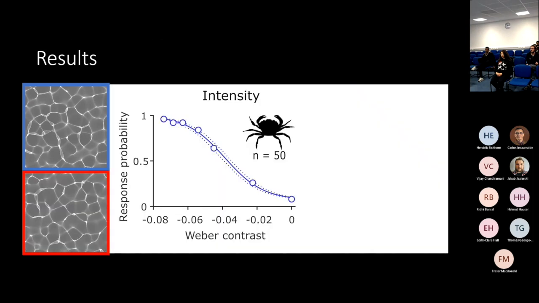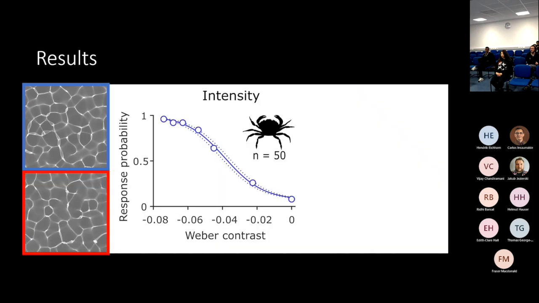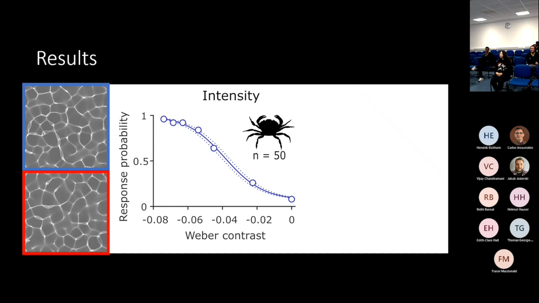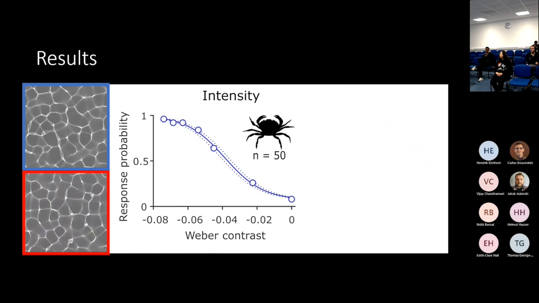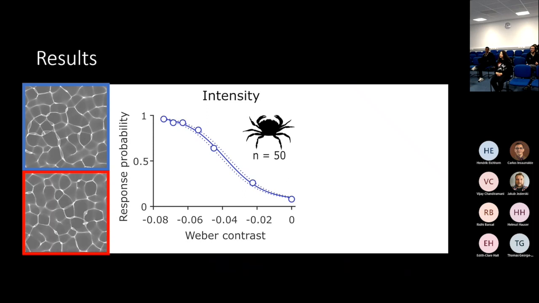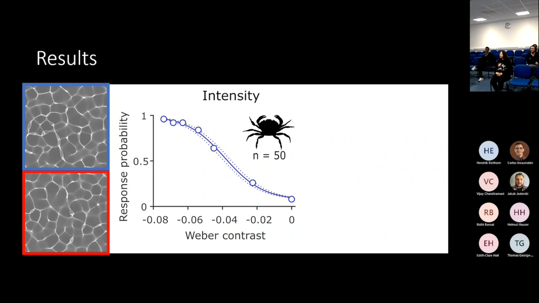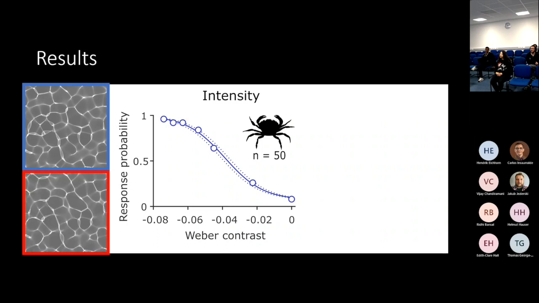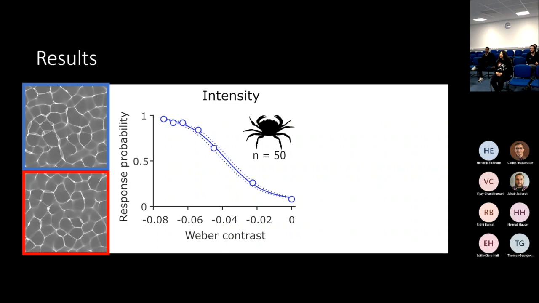So here are results. So what happens when you show them intensity-based predators? So this is the contrast of the predator and the response probability. As the contrast of the predator increases, so does the probability of responding. So a really dark predator against the background, they respond very, very strongly. When it's very low contrast, they don't respond so well. And that's a standard sort of sigmoidal response curve that we get for crabs.